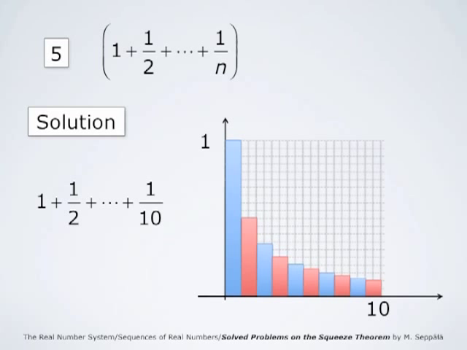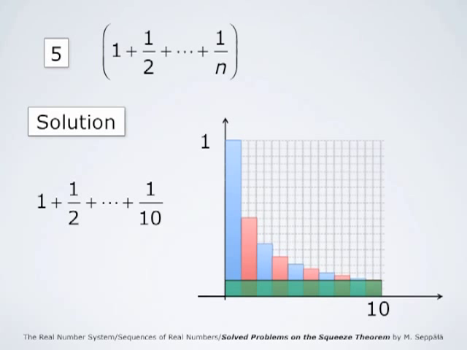So now our task is to understand this quantity 1 plus 1 half plus and so forth plus 1 over 10, and then generalize that argument to a general term of this sequence. To that end, we draw this green rectangle. Its height is the height of the lowest rectangle appearing in this sum, the lowest of the blue and red rectangles. Therefore, this green rectangle is completely contained in the joint area of the blue and red rectangles.